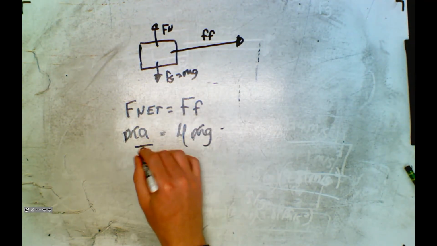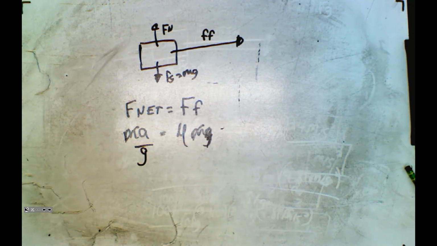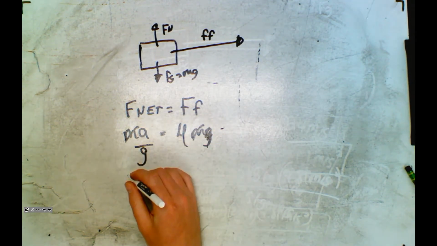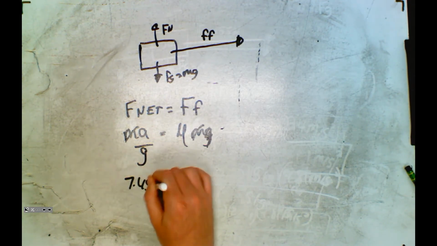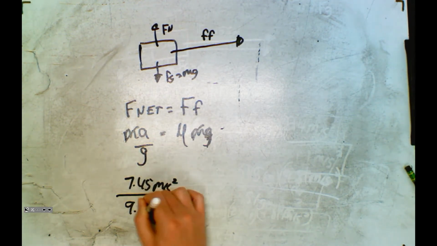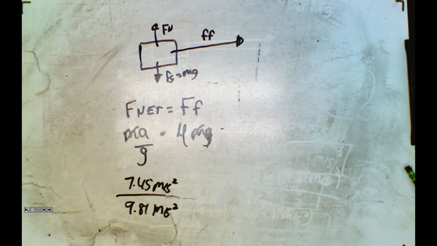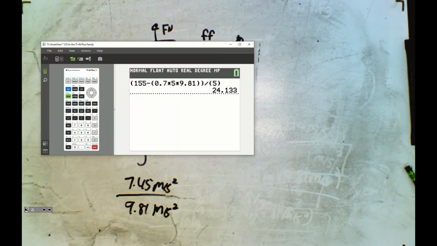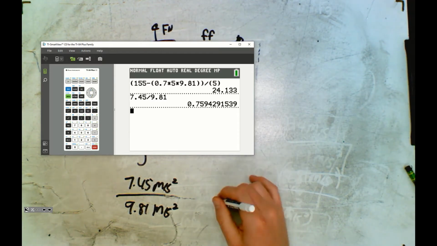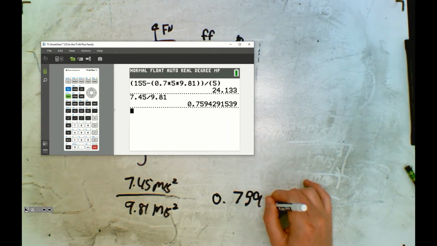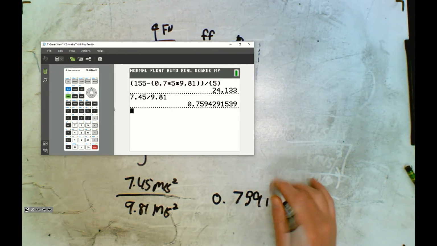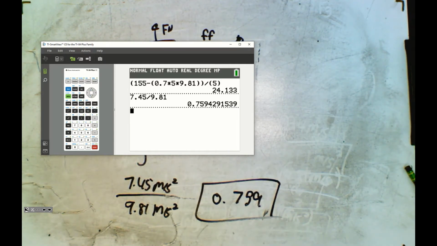So if I want to find the coefficient of friction, I move that over. So it's just acceleration divided by g. My acceleration is 7.45 meters per second squared. My g is 9.81 meters per second squared. And if I go 7.45 divided by 9.81, I get my coefficient of friction to 3 sig digs is 0.759, no units. 0.759 is my answer. Okay, that's how you do that question.